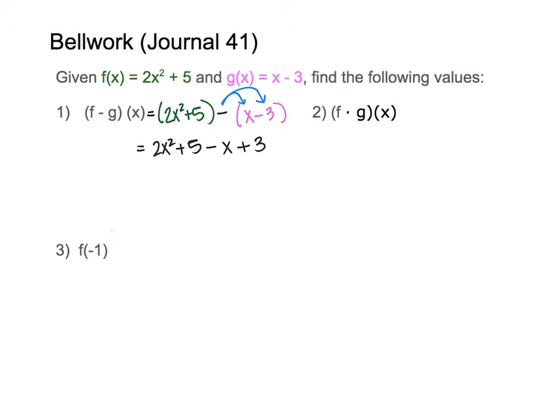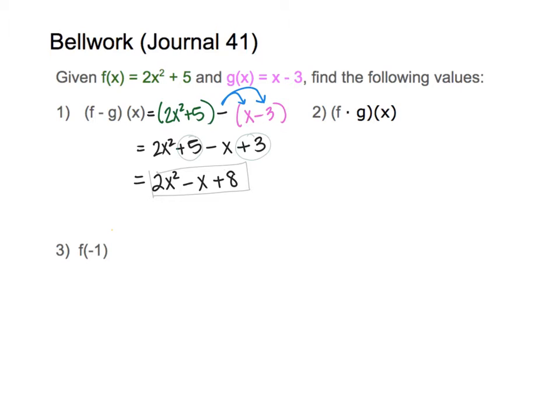And then from there, I just combine like terms. It looks like I have a constant here. Ooh, that's kind of thick. Let me make that thinner. There we go. I have a positive 5 and a positive 3, so if I combine them, I get 8. So I'm going to bring down the 2x squared, the minus x, and then if I add 5 and 3, I get 8. And so looking at these, they are all different terms because they're all different exponents, so I can't add anymore. So this is my final answer.